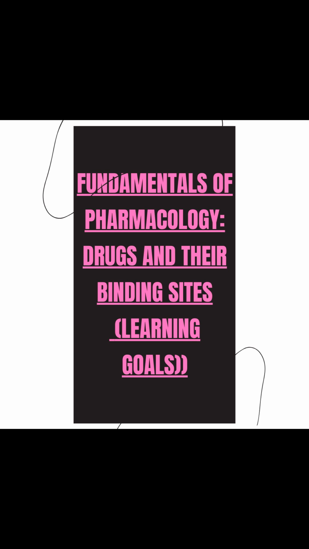Competitive inhibitors have a structural resemblance to the substrate and compete for binding to the active site of the enzyme. Because both the substrate and the inhibitor can't occupy the active site simultaneously, increasing the substrate concentration can overcome the inhibitory effect by outcompeting the inhibitor for binding.